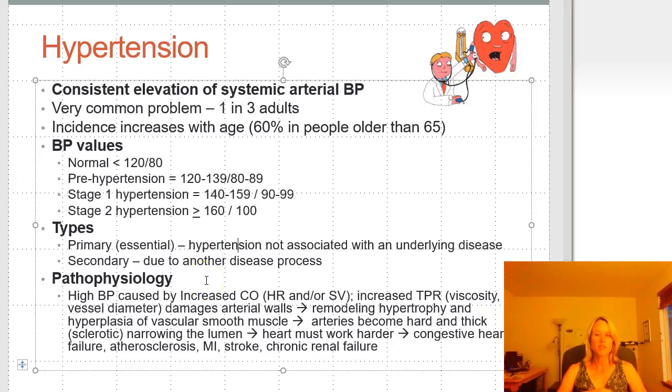The problem with hypertension is that this high blood pressure is going to lead to damage to the arterial walls. This can cause remodeling and hypertrophy, hyperplasia of the vascular smooth muscle that leads to arteriosclerosis, where the arteries become hard and thick. It narrows the lumen. That causes the heart to have to work harder. That can lead to congestive heart failure. It can also lead to atherosclerosis. Myocardial infarction, stroke, and renal failure are all negative consequences of hypertension.